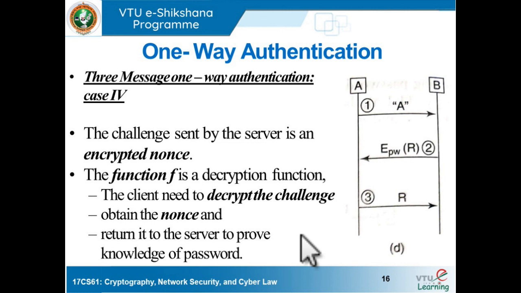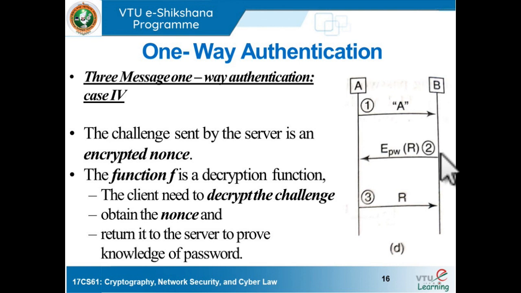Now let's see another way of performing this one-way authentication. Over here we can see there is a change in the messages that are being exchanged. A is trying to authenticate itself to B. Now A has sent its identity to B. Now what is B doing?